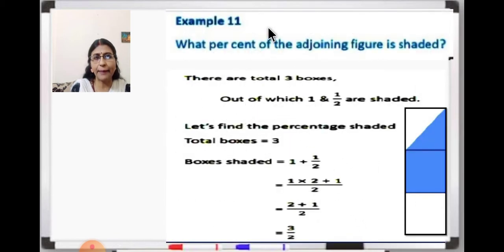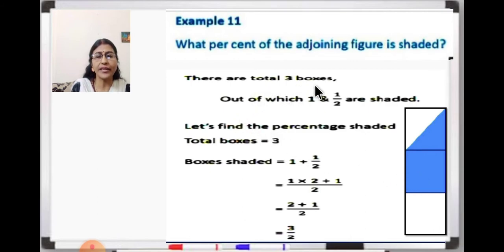Now next one, an example from your textbook, example number 11. What percent of the adjoining figure is shaded? So we have to find out. You can see here a part of this figure is shaded, so we have to find out the percent of this shaded figure. So how to do this?